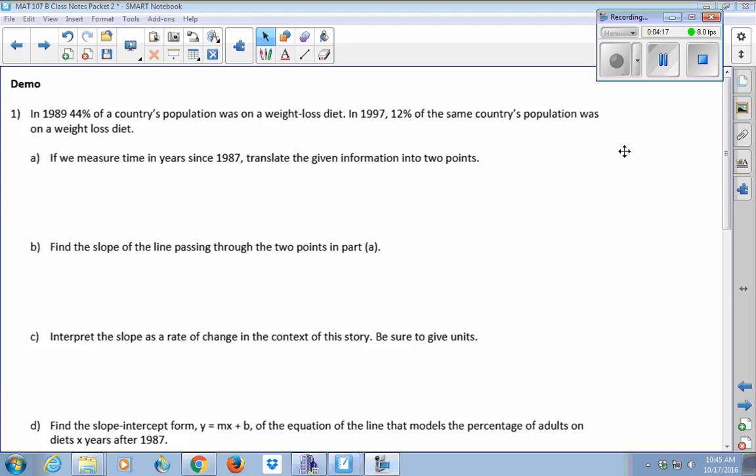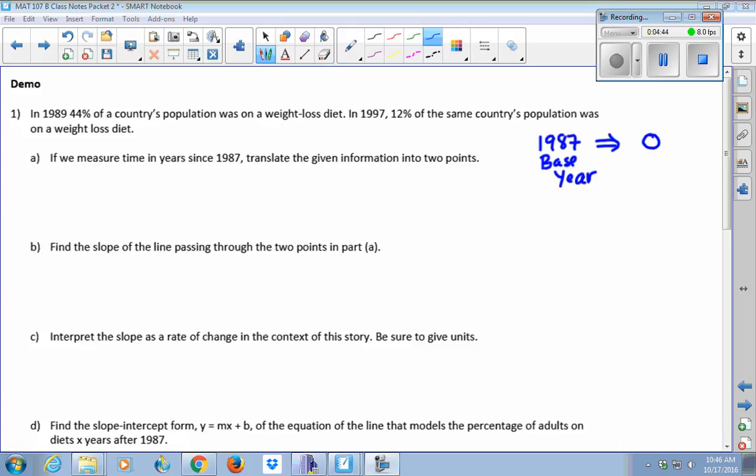So if we measure time in years since 1987, so 1987 will be our base year, right? Base year. Oh, 1989? No, 1987 right here is our base year. Thank you. So what value of our independent variable x will we give this year, 1987? Zero. Thank you. All right. So any other year, either in the future, beyond 1987, or in the past, will be given a number based on, is it beyond 1987 or prior?